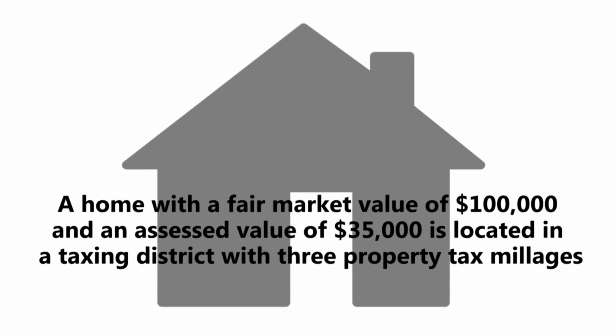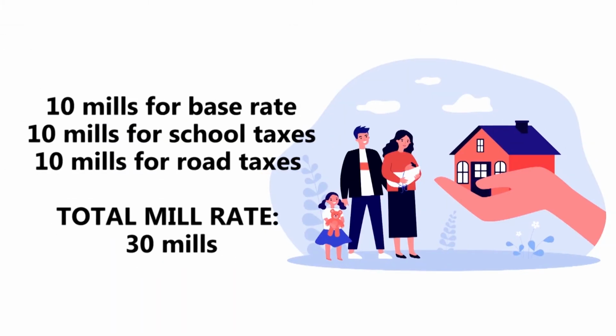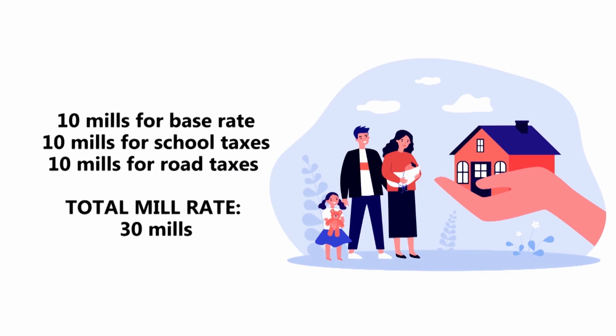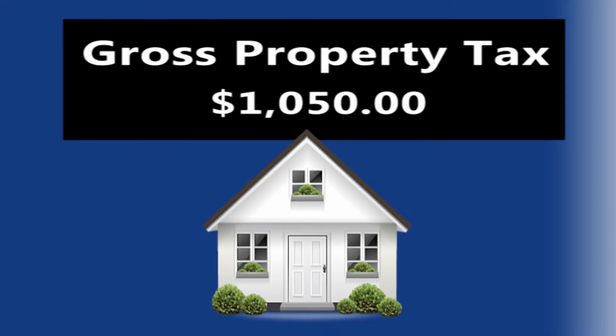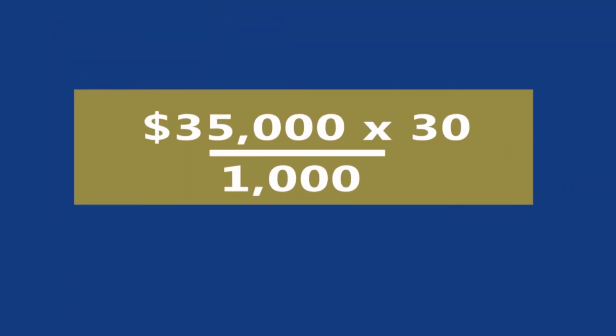In our example, a home with a fair market value of $100,000 and an assessed value of $35,000 is located in a taxing district with 3 property tax millages. That's 10 mills for the base rate, and let's just say 10 mills for school taxes and 10 mills for road taxes. And that's a total of 30 mills. Using the formula, the taxpayer owes a gross property tax of $1,050. That's 35,000 times 30 divided by 1,000. It equals 1,050.